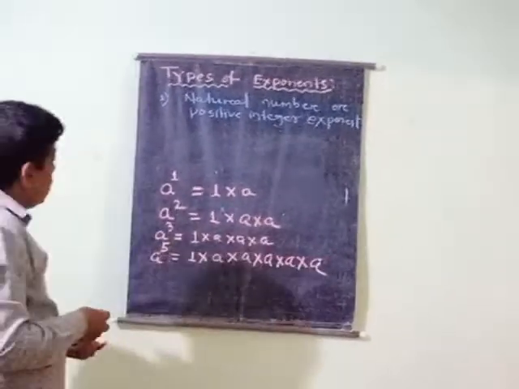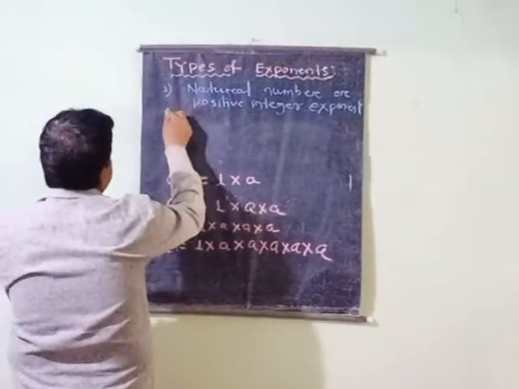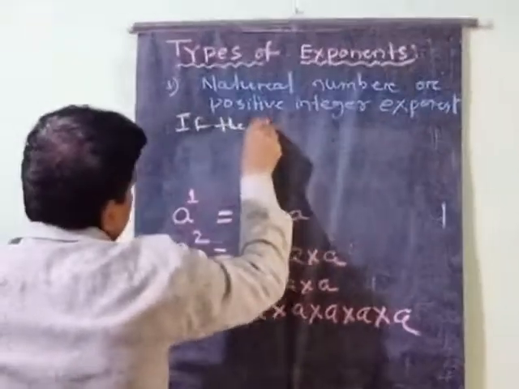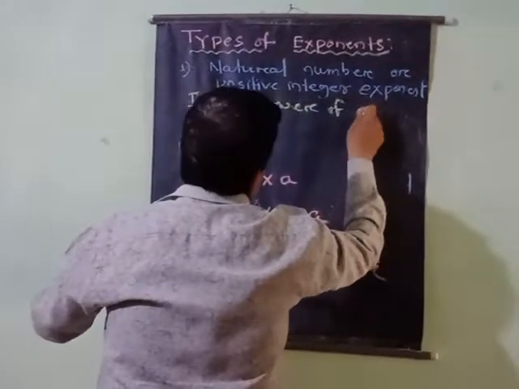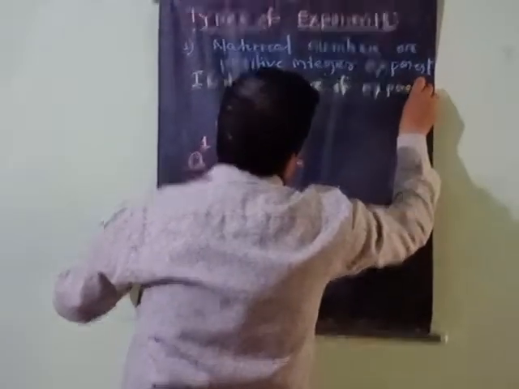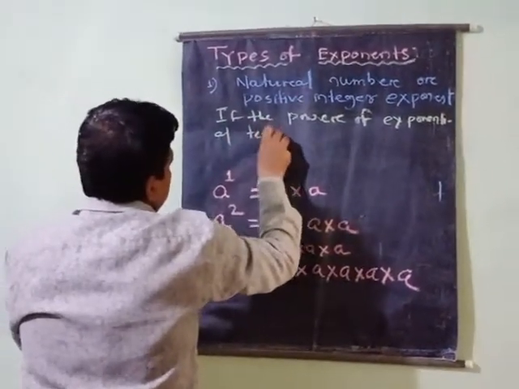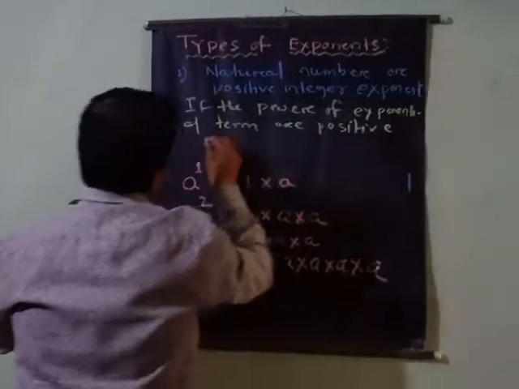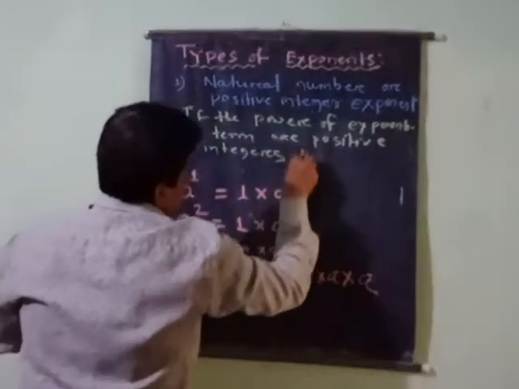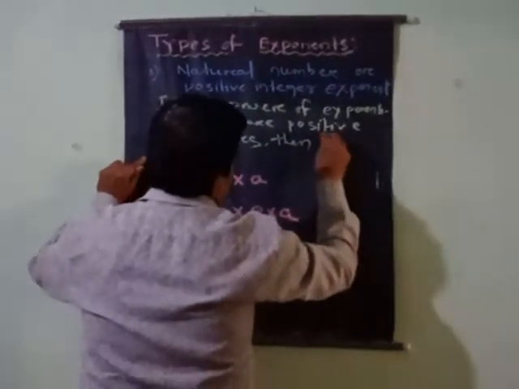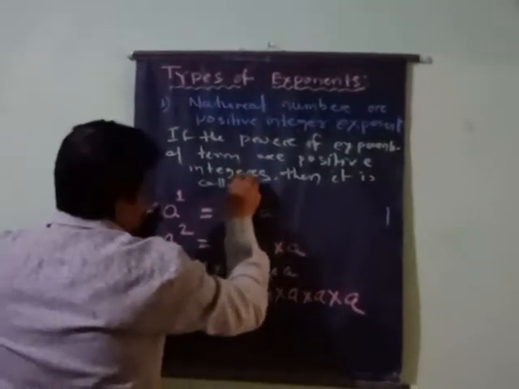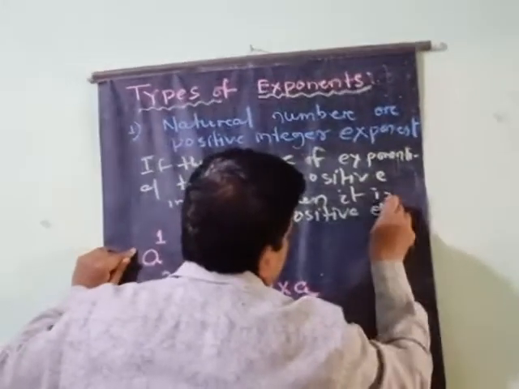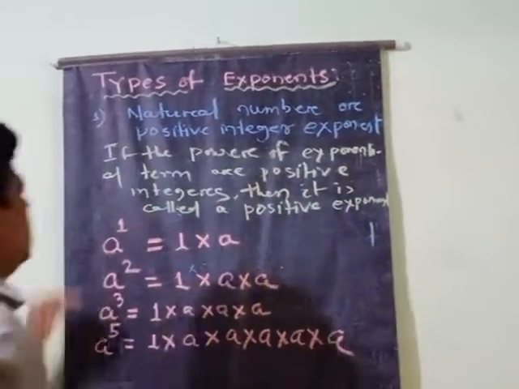If you understand, so what will be a positive exponent? It is saying if the power of the exponential term is a natural number or a positive integer, then it is called a positive integer exponent. Is it clear? Understand? Okay.